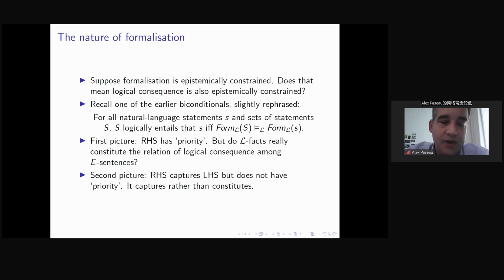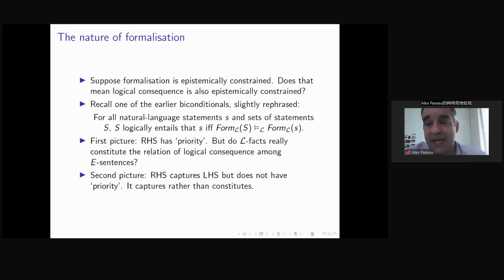So just think about the initial biconditional. For all natural language statements, little s, and sets of statements, big S, big S logically entails little s if and only if the formalization in L of big S entails in L the formalization in L of little s.